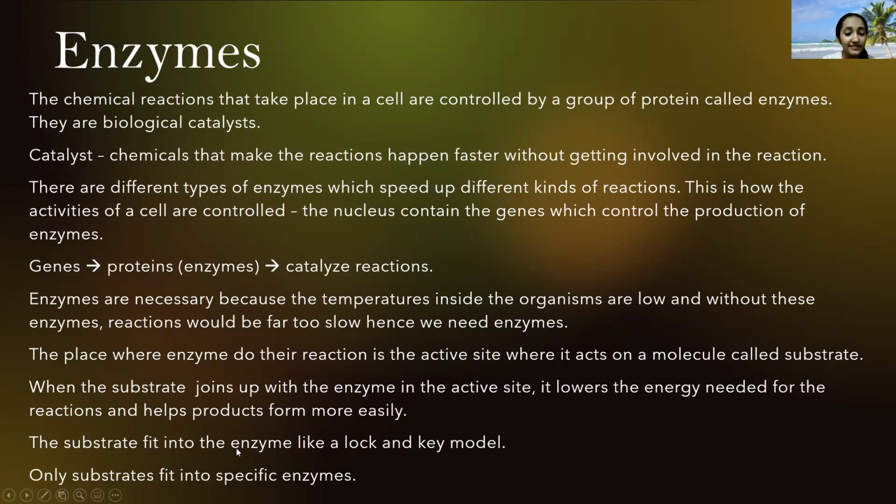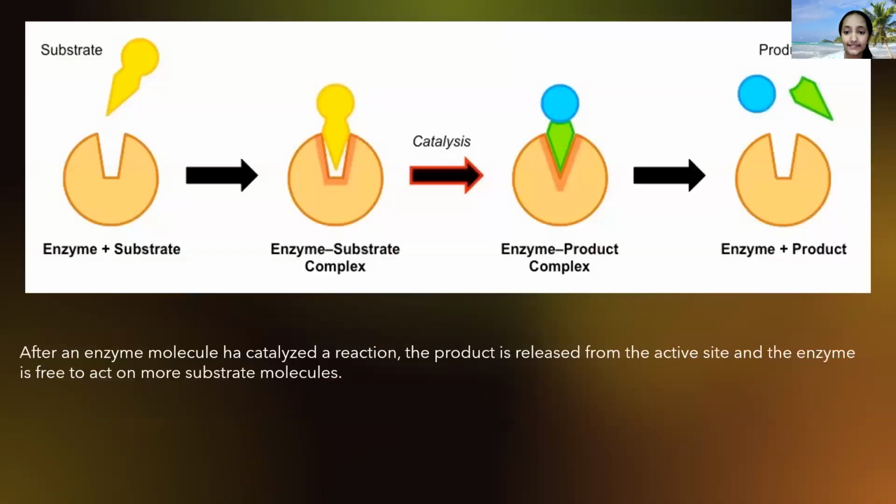The substrate fits into the enzyme like a lock and key model. Only substrates fit into the specific enzyme. So in a lock and key, not every key fits inside every lock. So a substrate and an enzyme are in specific shapes so that they fit into each other like a lock and a key. Next, as I told you about the lock and key structure, this is an enzyme and that is a substrate. It goes and fits inside, and when they catalyze, they sit inside this, and this is the product.